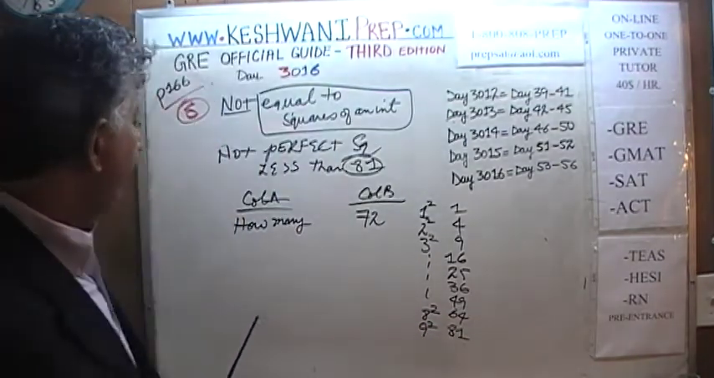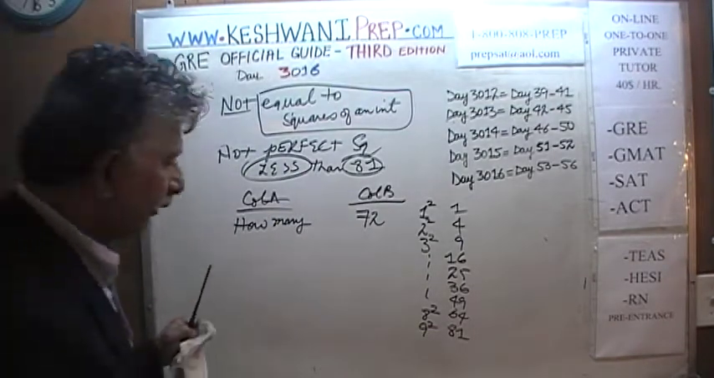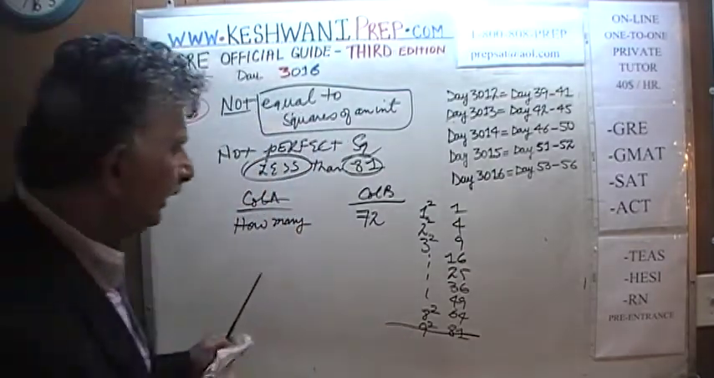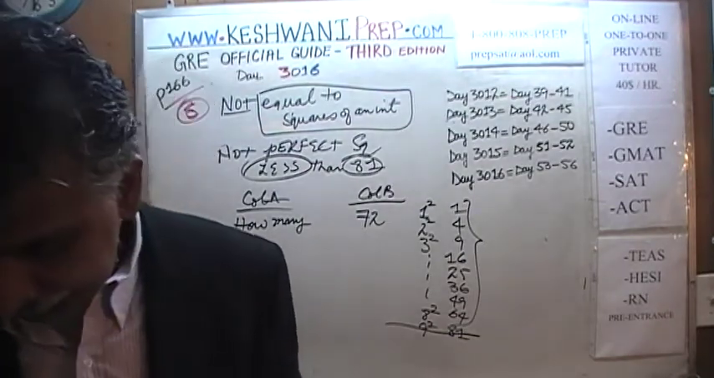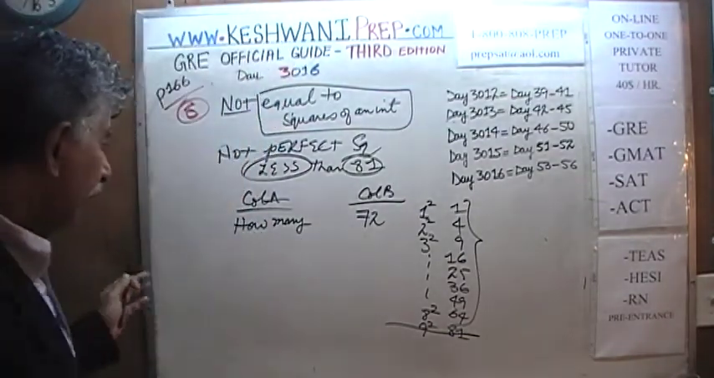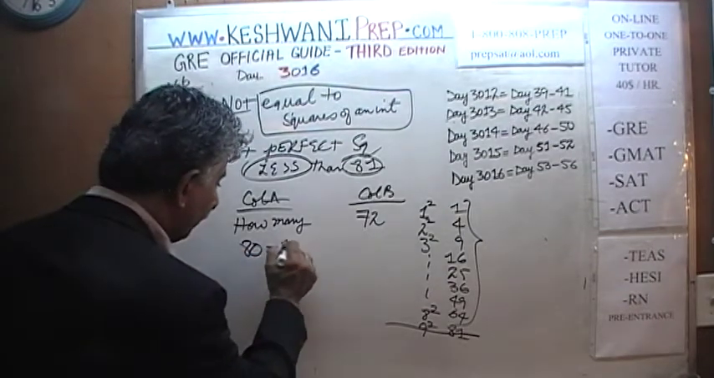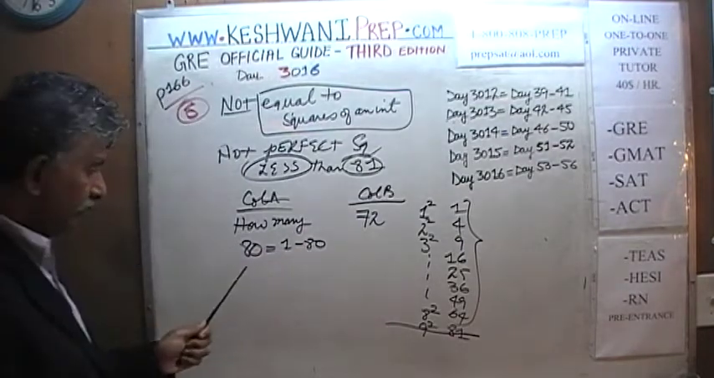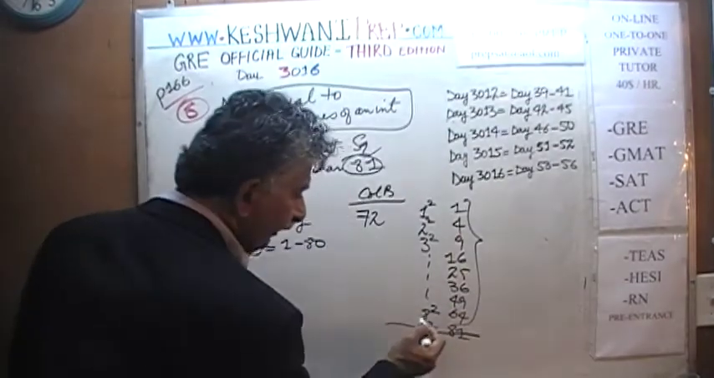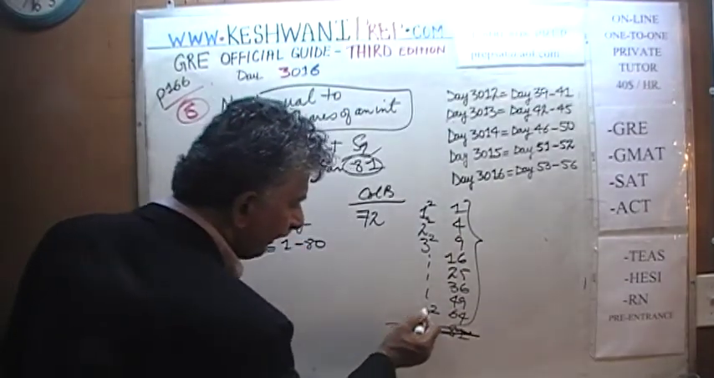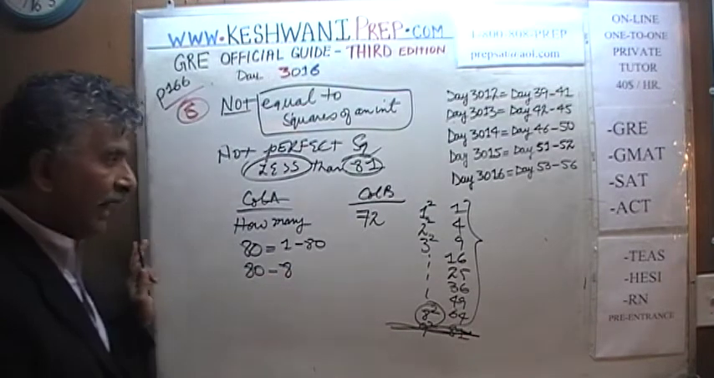But we are told they have to be less than 81. We cannot count 81. 81 does not count. So there are only 8. Altogether there are 80 integers from 1 to 80, out of which we just found that 8 of them are perfect squares. We stop at 8 squared. 9 squared does not count. 8 of them are perfect squares.